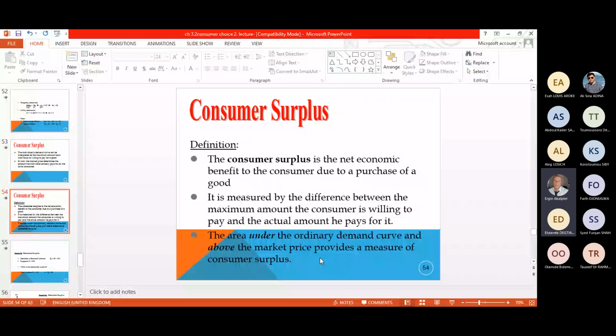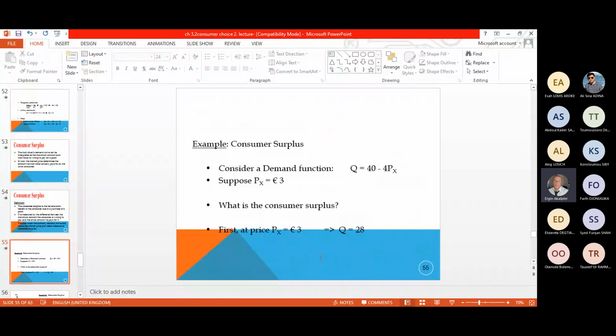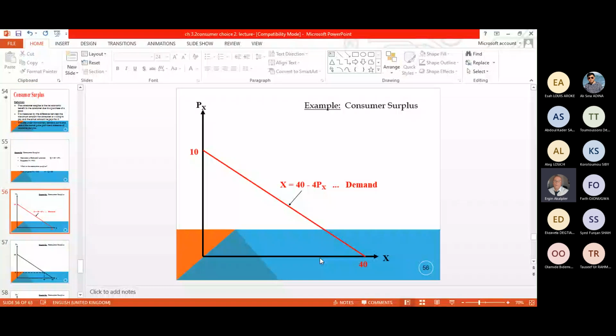The consumer demand function is given as Q equals 40 minus 4 PX, and suppose PX is 3 euro. What is the surplus? Now we are going to estimate the surplus. First, we are going to determine the quantity demanded, using the price. When you substitute 3 into the equation, 40 minus 4 times 3 is 12, so Q will be 28.